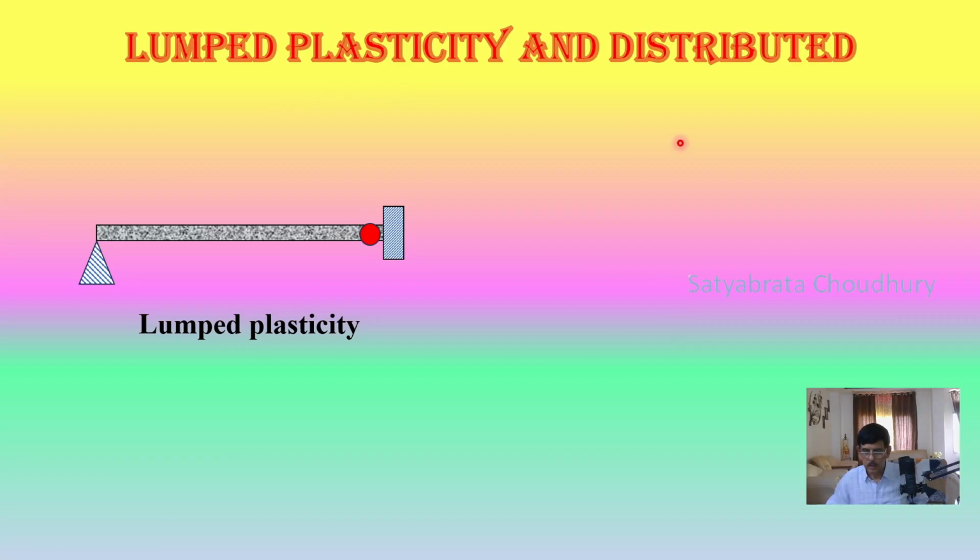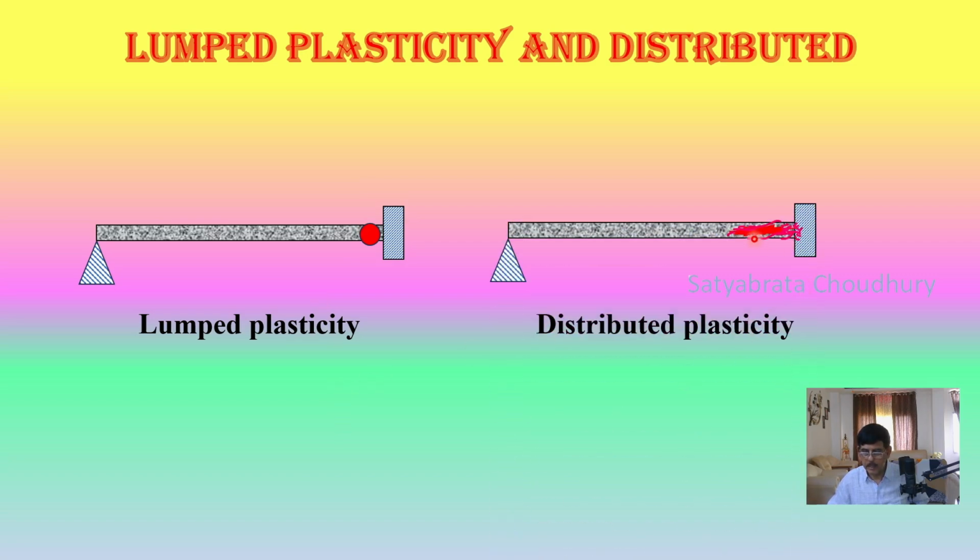Now there is the condition I said, lumped plasticity and distributed plasticity. When I consider plasticity to be localized in a point for simplicity of the programming for analysis, it is called lumped plasticity, and in reality it has a definite length. So if you make a rigorous software, you can perhaps incorporate this plasticity which is spread over a definite length. This is called distributed plasticity.